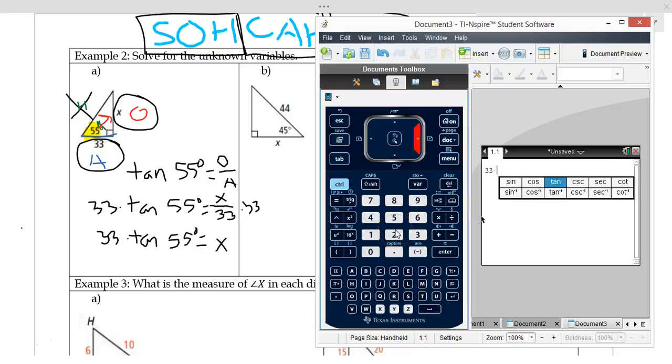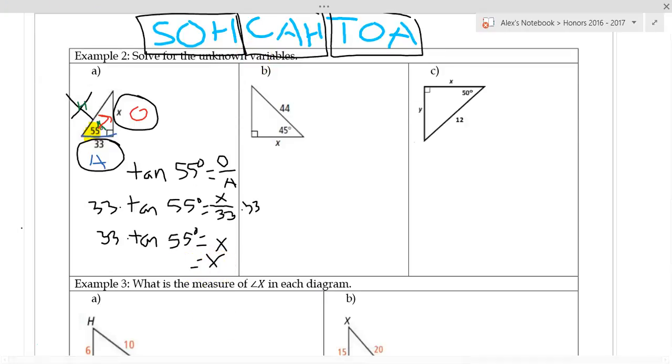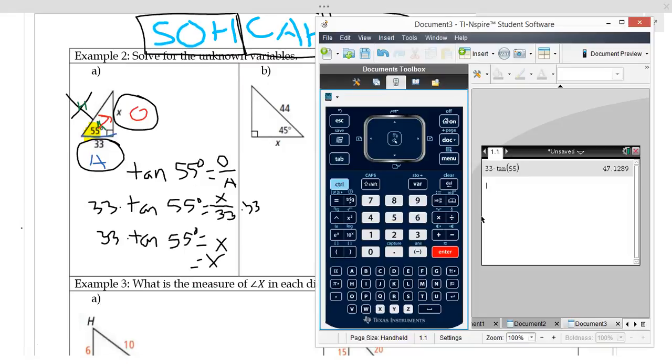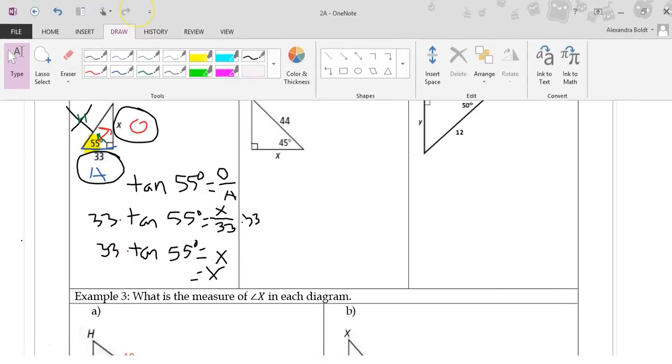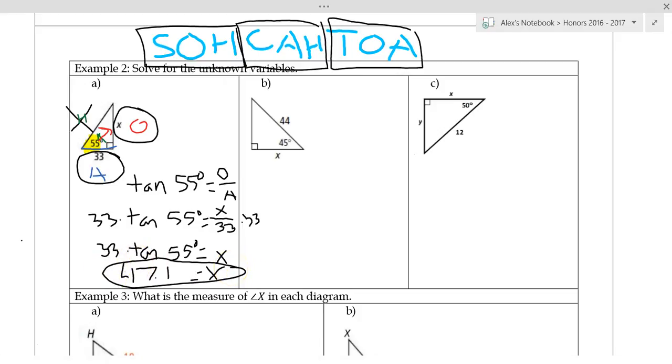So I'm looking for the tangent one. Be very careful. We are looking for tangent, not that tangent with the little -1 by it. We're going to be coming back to that later. But right now, we just want the tangent. The tangent of 55. Hit enter. And that's all it is. So here, x equals 47 point, and we're going to round to the tenths place, so 47.1. And x is a side, so it's not a degree or anything like that. It's just the side length is 47.1.